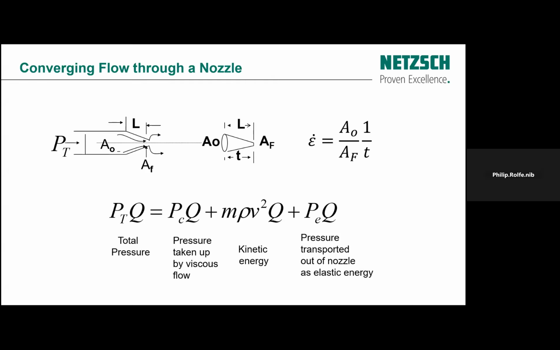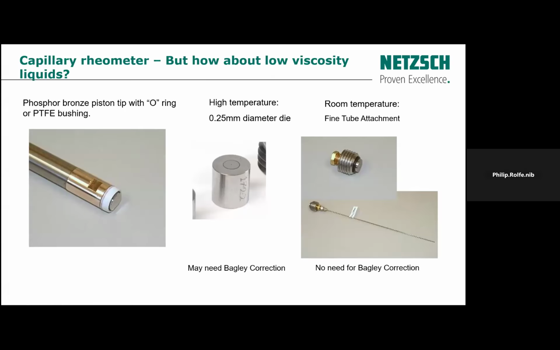There have been lots of different models for looking at the flow through a nozzle, and the extension rate is generally the area of the opening of the nozzle on the inside to the final area. So A0 divided by AF, times 1 over the time, where the time is the time that the liquid is going to dwell within that nozzle, as you see there. So that's the way you calculate extension rate. And the pressure taken to drive it through the nozzle is the pressure taken up by the liquid kinetic energy, and the pressure transported out of the nozzle is elastic energy. So those are the equations for that.